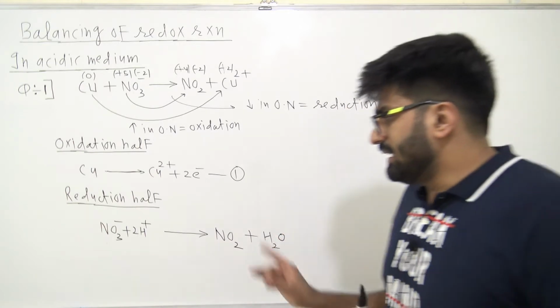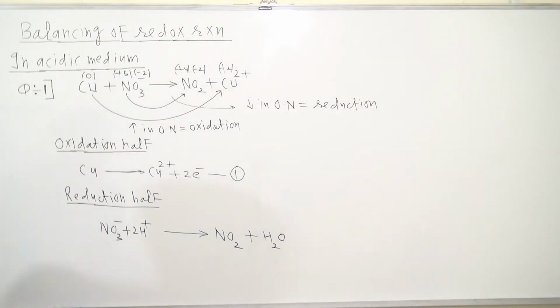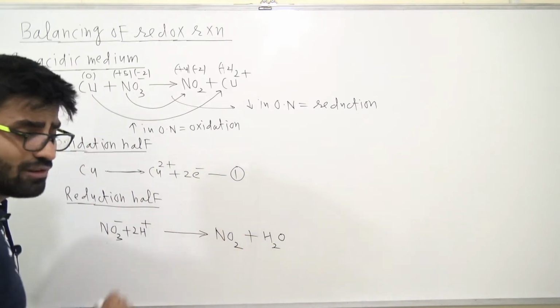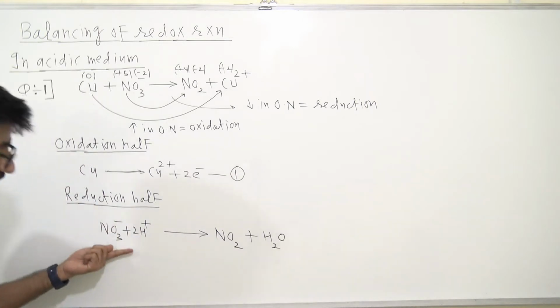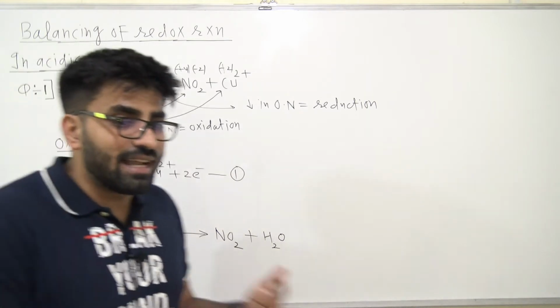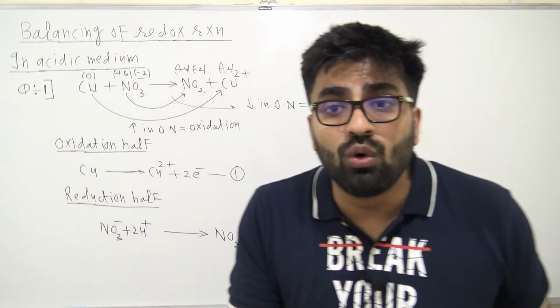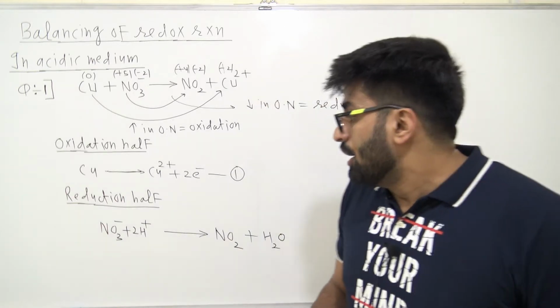See, basically, if you look at the product side, what is the charge on the product side? NO2 is neutral, H2 is also neutral. There is no charge, so the product side charge is 0. It means the reactant side also has to have a charge of 0, right?